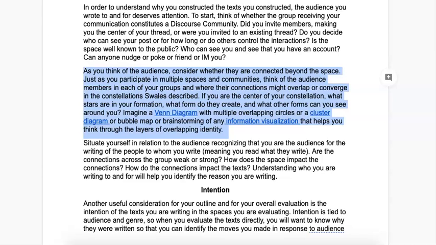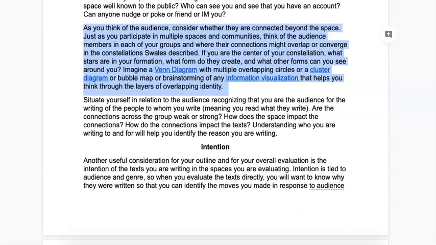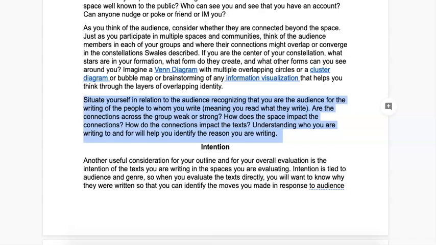If you are the center of your constellation, what stars are in your formation? What form do they create? And what other forms can you see around you? Imagine a Venn diagram with multiple overlapping circles, or a cluster diagram or bubble map, or brainstorming of any information visualization that helps you think through the layers of overlapping identity. Situate yourself in relation to the audience, recognizing that you are the audience for the writing of the people to whom you write, meaning you read what they write.